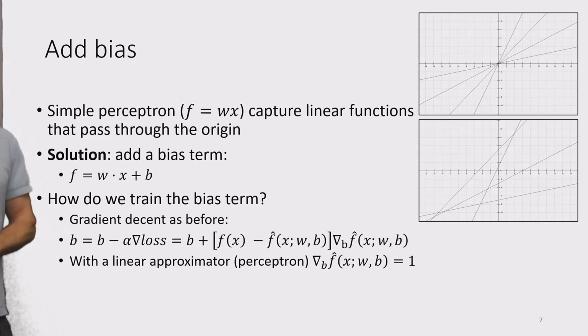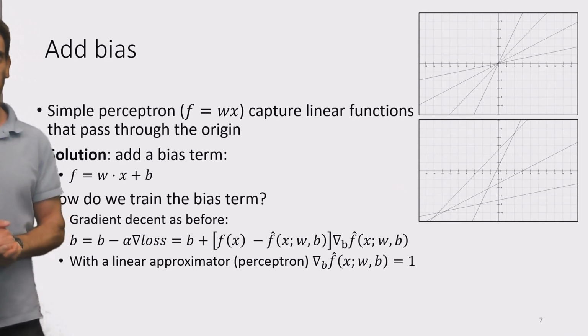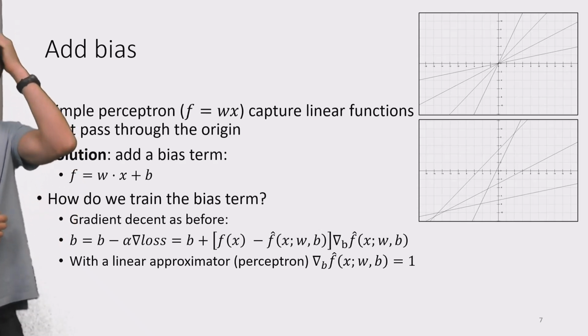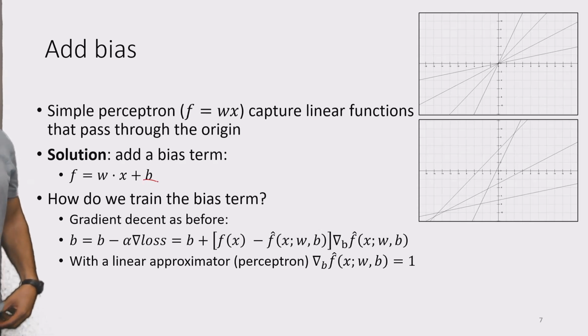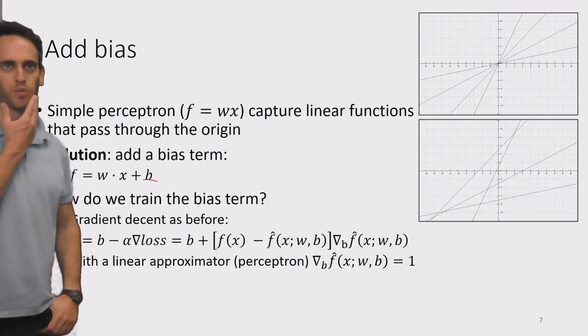A simple way to address that issue would be to add a bias term, and this can easily be done. We usually do this. So as we said, a simple perceptron captures linear functions that pass through the origin. The solution would be to add a bias term, call it small b, that allows us to push the linear function away from the origin.